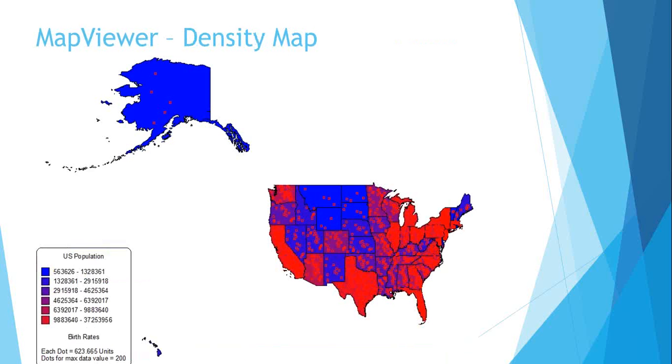The density map below is overlaying a hatch map. The density map uses symbols to represent a set number of data points. The number of symbols corresponds to the amount of data in the area. The areas with lots of red symbols in this map indicate areas with high birth rates.